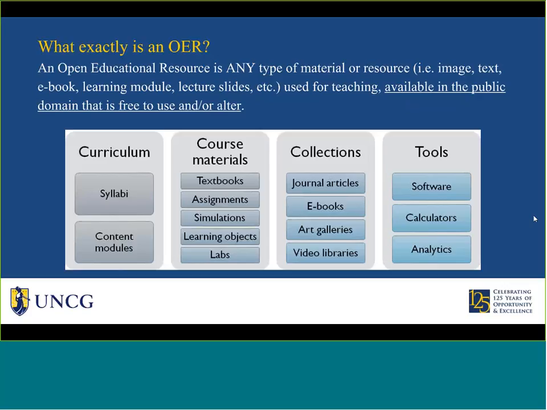So what exactly is an OER? An open educational resource, or OER, is really any type of material or resource, like an image, a text, an ebook, or a learning module or lecture slides, etc., used for teaching that is available in the public domain and is free to use and/or alter. You'll see here examples of things that can be considered an OER and the different formats they have, such as curriculum, like syllabi and content modules, videos, images, textbooks, assignments, even software and calculators, and things like art galleries and other things.